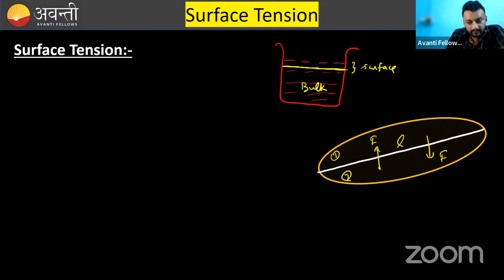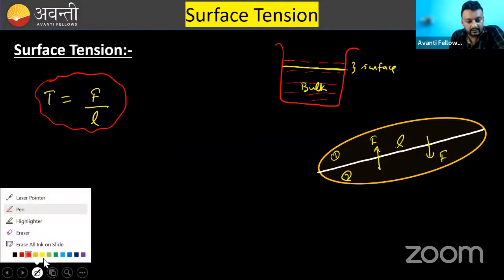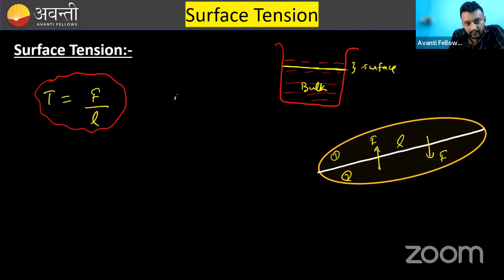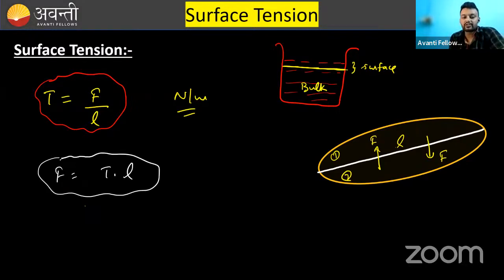So the surface tension is defined as T equals force per unit length. The unit will be Newton per meter. But the surface tension itself is not very important to calculate. The important thing to calculate is the force exerted due to the surface tension. So force will be surface tension into L, where T is the surface tension.